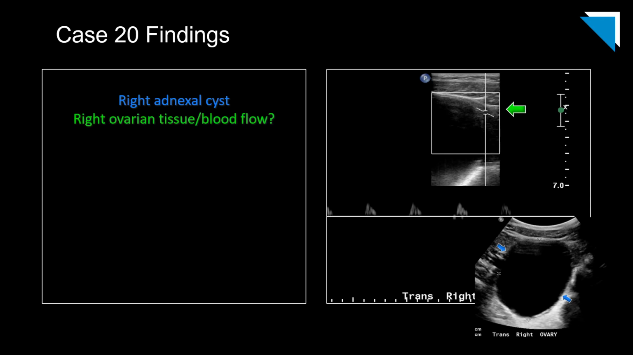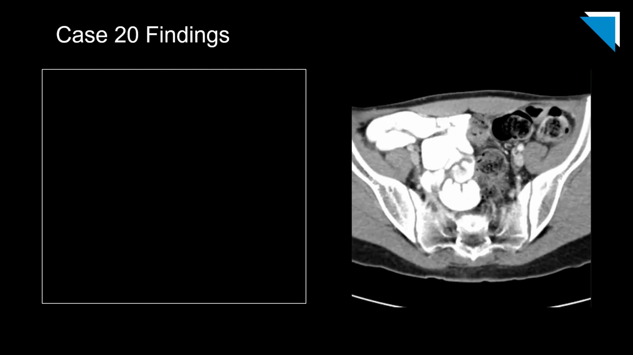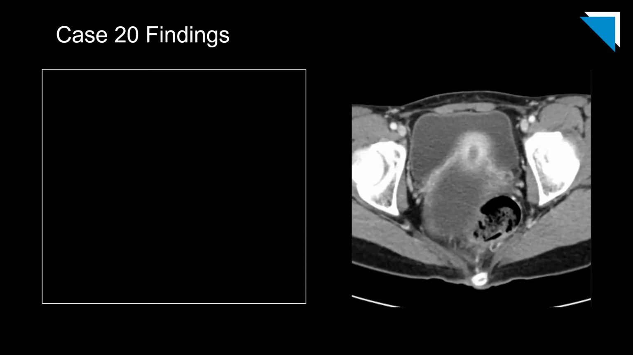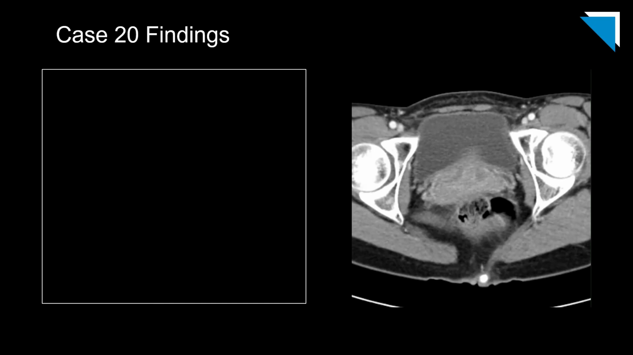In summary, the technologist concludes that the patient has a right adnexal cystic lesion without evidence of torsion and a grossly normal appearing left ovary. Recall again that this patient presented with left lower quadrant pain. Here are the axial images from a follow-up contrast-enhanced CT scan. You can see the right adnexal cystic lesion very clearly on these images.